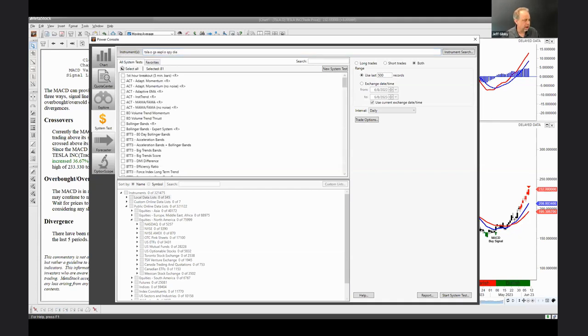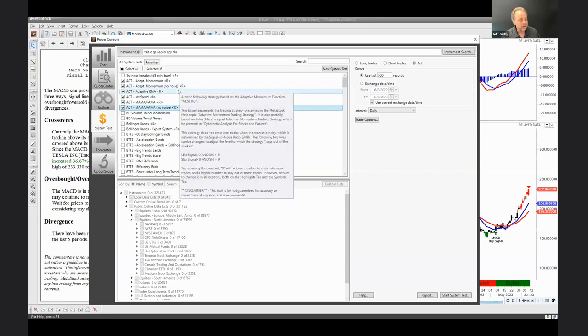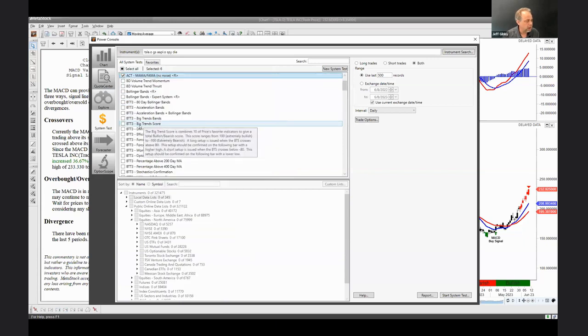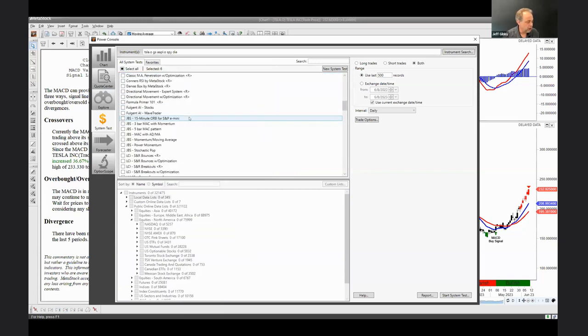Okay. And now, do I have a favorites list here? I do not. Okay. What I'm actually going to do is select some systems that are pre-built in MetaStock already. So I'm going to go ahead and grab these ACT ones. These ACT systems were based on the work of John Ehlers. He wrote Rocket Science for Trading. They're just included in MetaStock. I'm going to come down here and find that MACD by MetaStock because I should include that. We were talking about it.